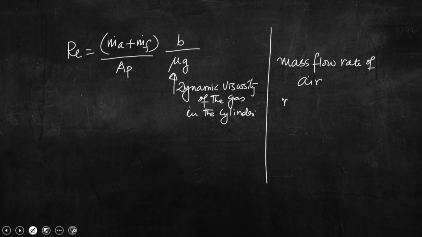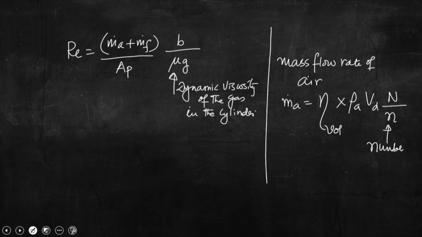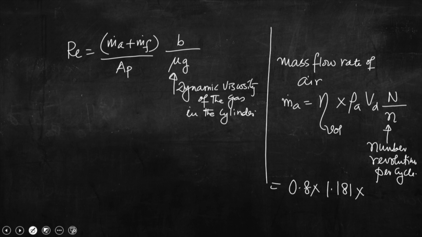Mass flow rate of air m dot A equal to volumetric efficiency into rho A into displacement volume into RPM divided by n, small n. Small n is number of revolution per cycle. And then we use the value of volumetric efficiency, that is 0.8, density of air is 1.181 kg per meter cube, displacement volume per cylinder. So, this is mass flow rate of air per cylinder we are calculating.